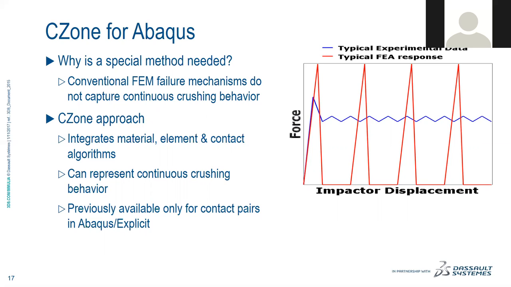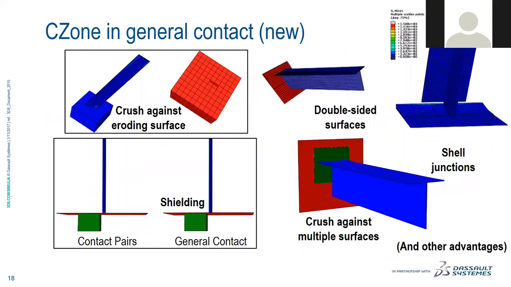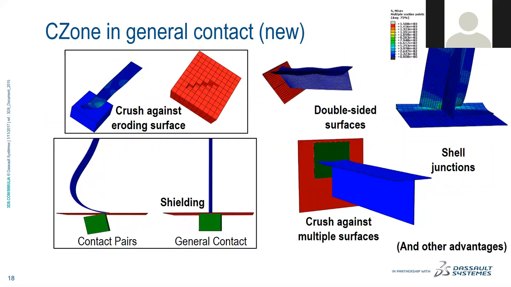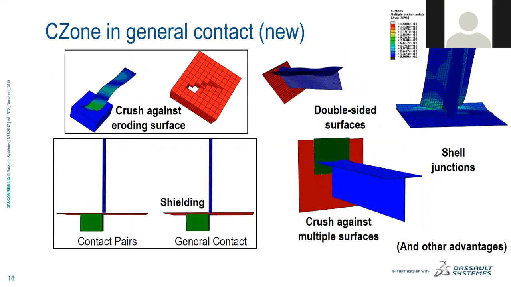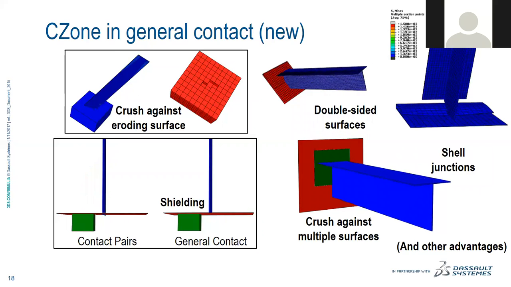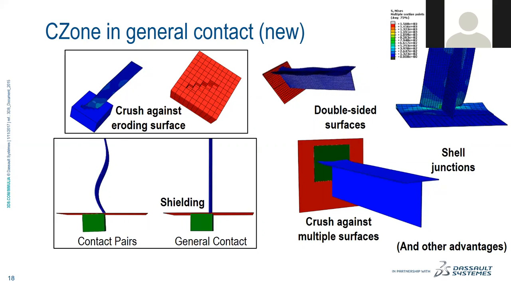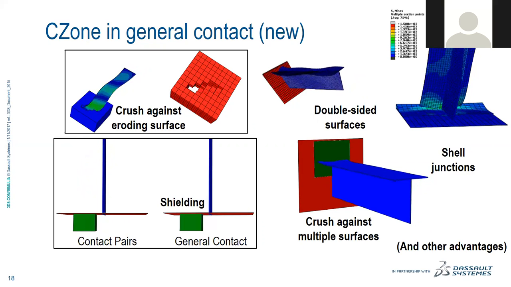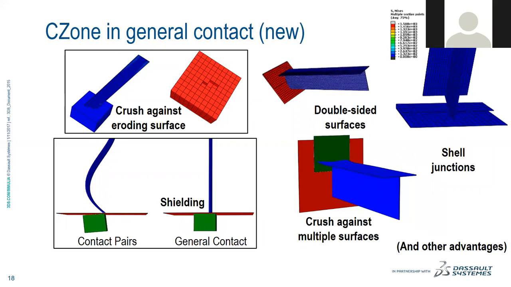So what the CSON approach does is integrate the material, element, and contact all together. The crush front passes through an element in a continuous fashion, which is more accurate for real world problems. Here are some examples of using CSON. Some of the previous limitations of contact pairs were removed. For example, you can crush against multiple surfaces. You can crush a car against a rolling surface.